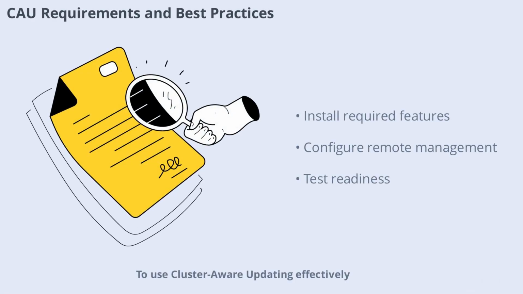To use Cluster-Aware Updating effectively, ensure the failover clustering feature and tools are installed on all nodes. Configure remote management, enable necessary firewall rules, and verify that all nodes are in the same domain. Disable automatic updates on cluster nodes to avoid conflicts, and use a consistent update source. Test cluster updating readiness with the CAU Best Practices Analyzer before applying updates. Following these best practices ensures smooth, reliable updates and reduces the risk of downtime.